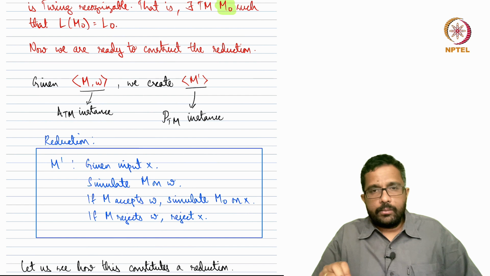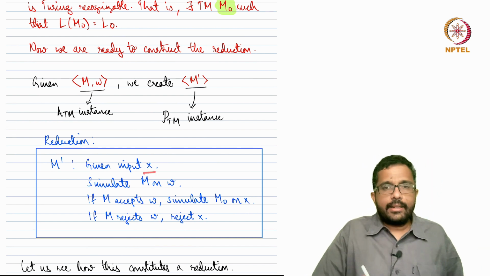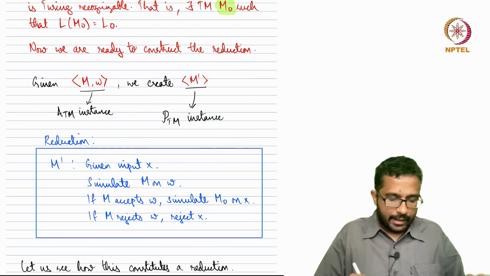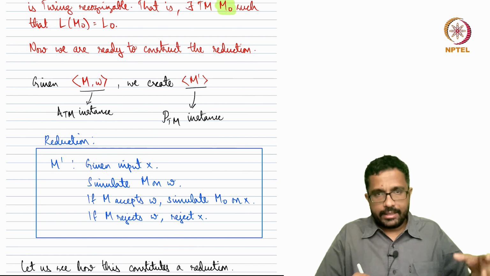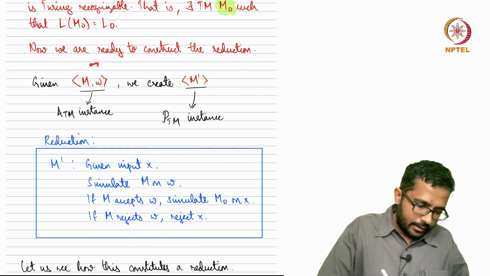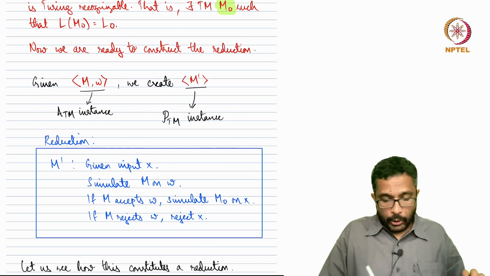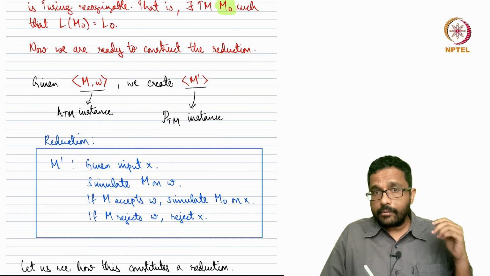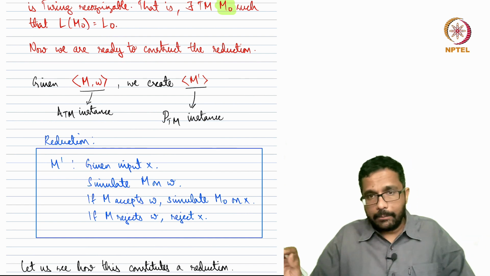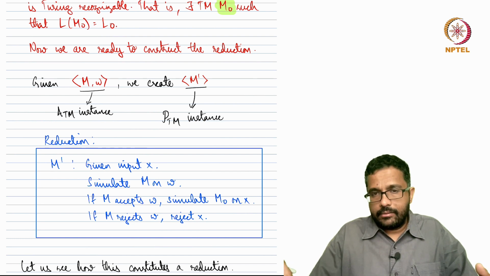So what does M prime do? Whenever it is given an input X, it simulates M on W, where M prime has the ATM instance, M and W, encoded in it. So it runs M on W. X is the input to M prime, but M prime runs M on W, not on X. Now M may accept, reject, or loop on W.